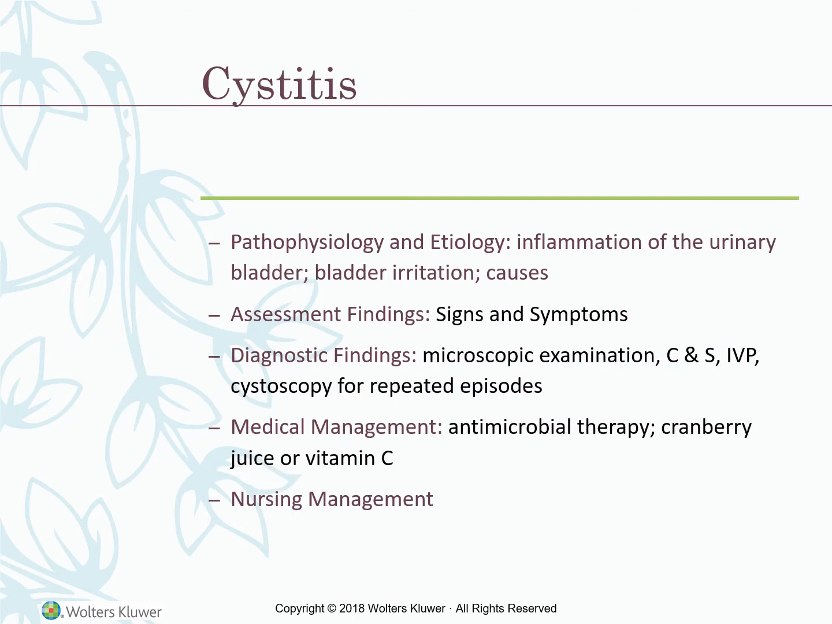Cystitis, the path and phys of this is inflammation of the urinary bladder. The bladder irritation causes incontinence. Assessment findings are the signs and symptoms of a UTI. The cystitis is usually caused by a bacterial infection. Because the urethra is short in women, ascending infections or microorganisms from the vagina or rectum are more common.